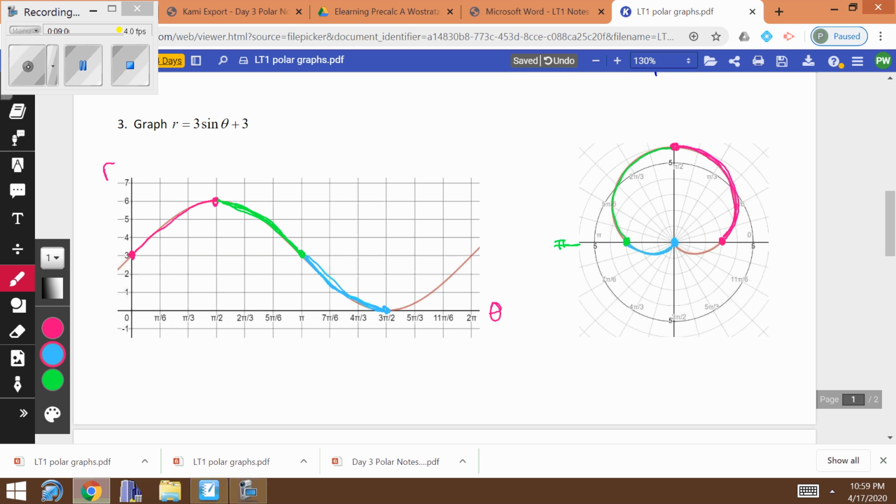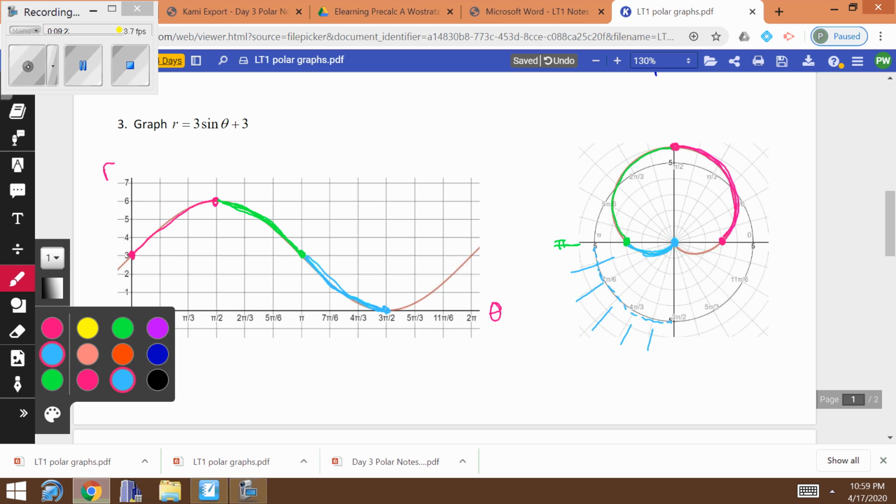But again, from pi to 3 pi over 2, all the way along here, those values are still positive. It's still on this positive side of our polar graph right here. And then we'll pick one more color here, going from 3 pi over 2 back to 2 pi. Again, r is still positive along this entire graph right here.